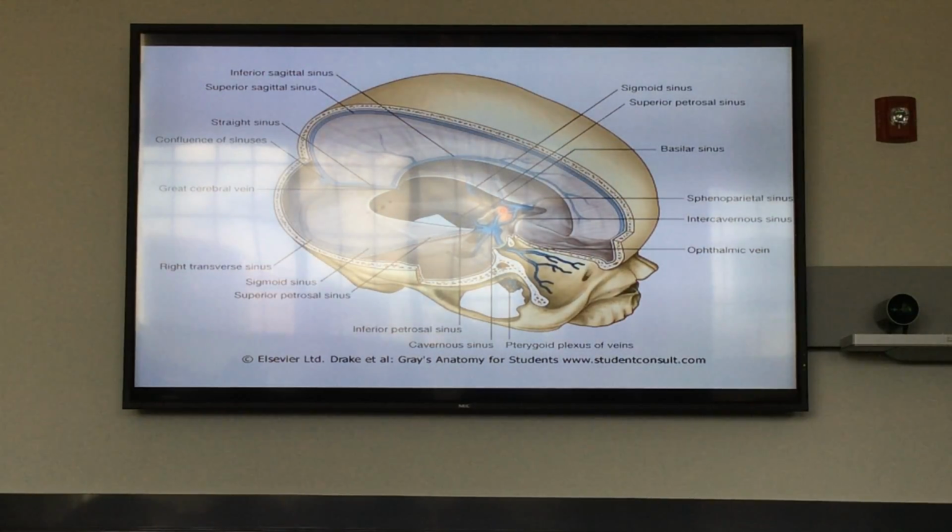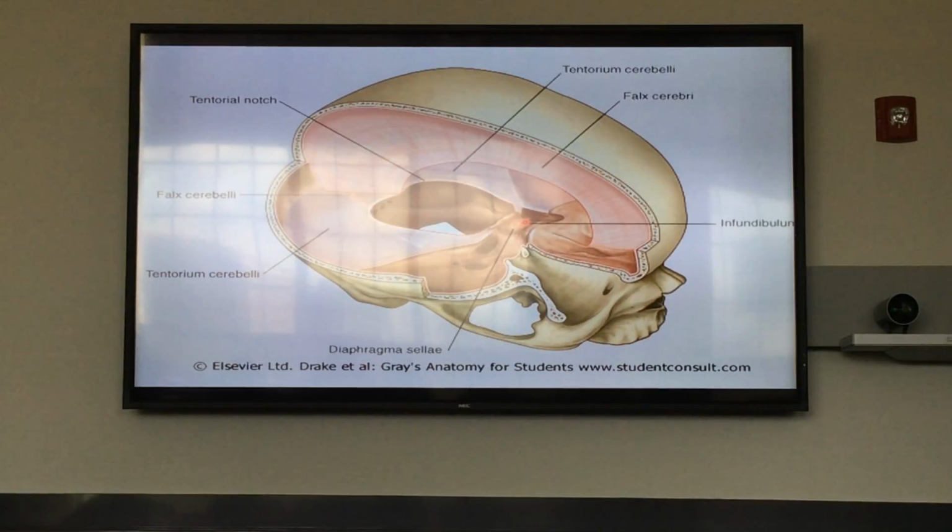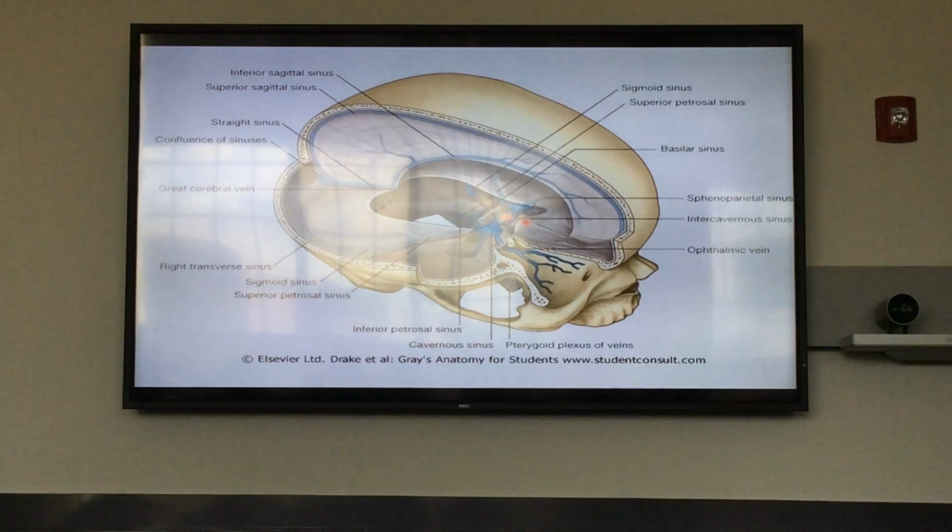This structure here, this sort of label right here, the label on the other one, like that. Here, this infundibulum is another term for the pituitary stalk that is coming from the hypothalamus.